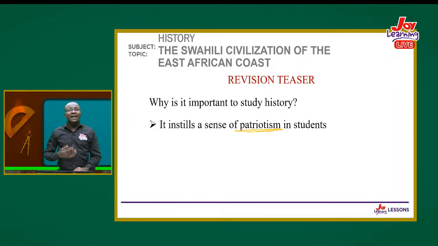As students study the history of their people, it goes a long way to help them. As they appreciate people who laid their lives down, it also instills in them the desire and the willingness to also do something for their nation, to defend their nation, and to see to it that their nation develops. And that's what we mean when we say that the study of history instills a sense of patriotism in the student.